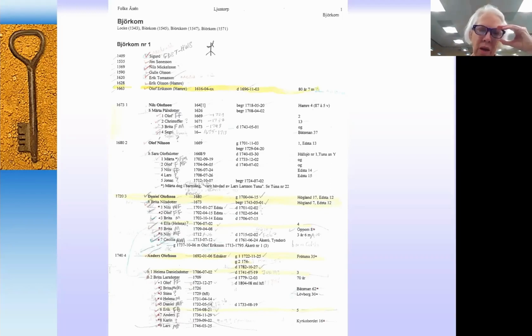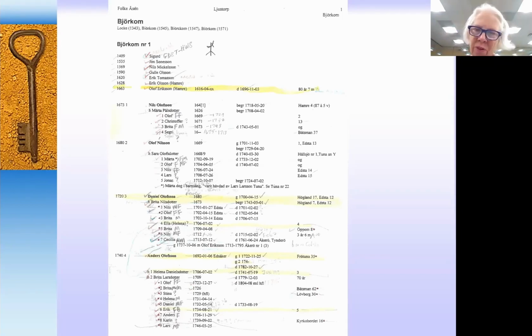And then you'll see the first person there is Niels Olsen in family number 1. It says 1673, number 1. That's the first family in Björkum's little sub-neighborhood. And he is married to Märta Paulsdotter. And their first son is named after the father's father, FF.